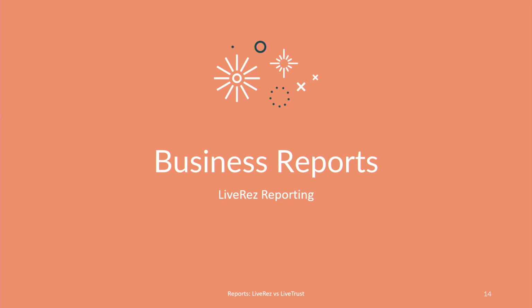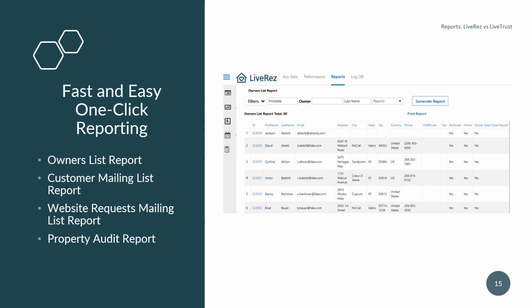So the items here, we have a couple of what I like to call fast and easy one-click reporting. They're pretty straightforward. You have your owners list. It's going to give you a list of all of your owners. Your customer mailing list is really important, because this you can use for campaigns, reaching out to your guests, previous guests, and things of that nature.